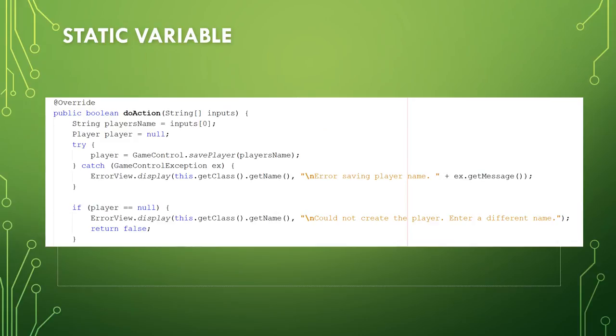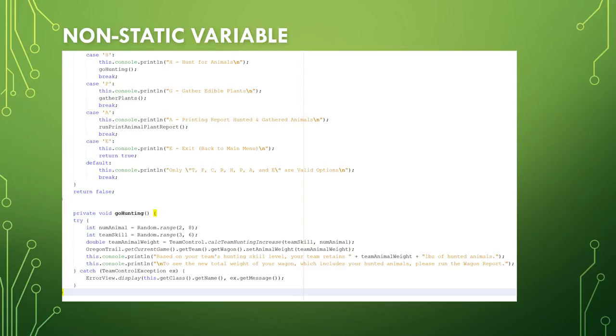So here you can see where the static function savePlayer is called and the player's name is passed through based on the inputs to the console by the player. And this is in the Start Program Viewer. This is an example of a non-static variable, and this is the method go hunting, which is called when the actual menu option is chosen, and this is in the daily trail stop scene menu.